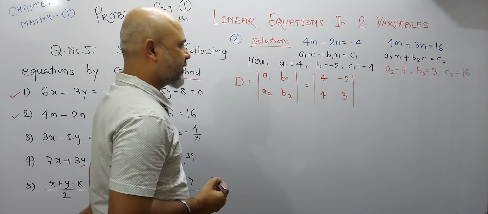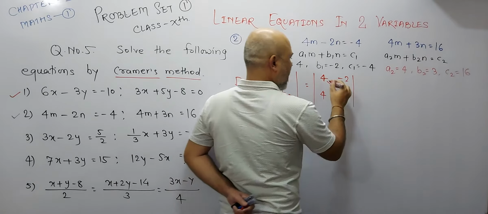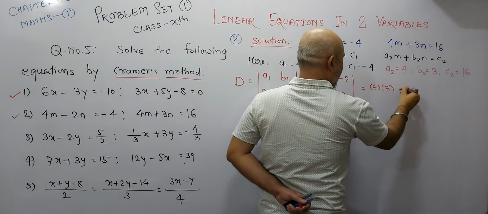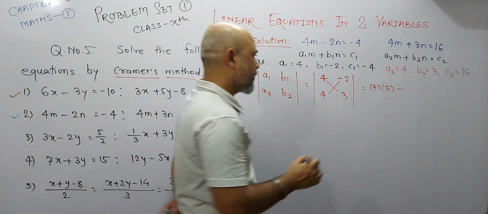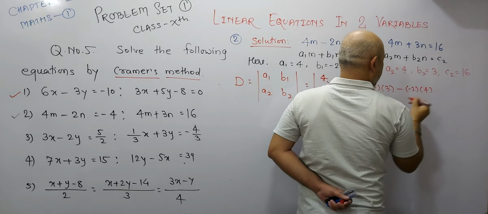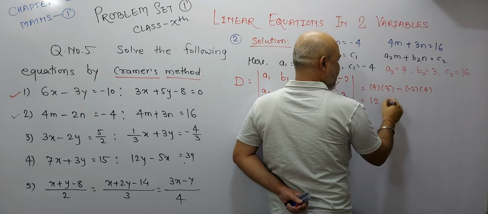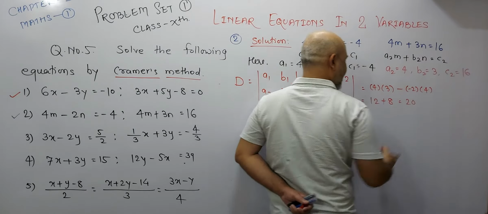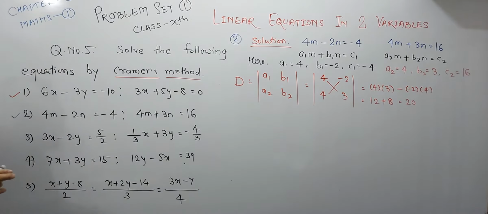And now we'll solve the determinant by cross multiplying. So 4 multiplied by 3, then you have a minus sign, -2 multiplied by 4. So what will it be? 4 threes are 12. Because of this, minus becomes plus. 2 fours are 8. So this will be 20. So the value of determinant d is 20.